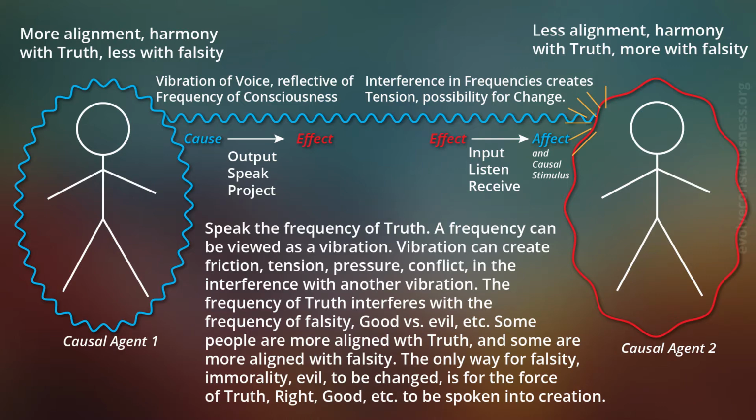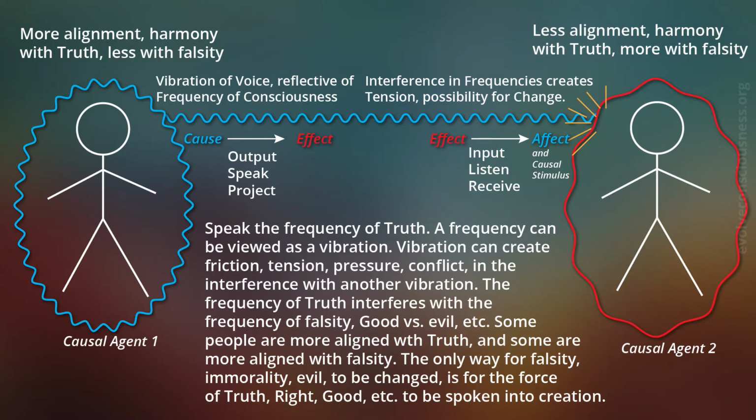So the first person is more in alignment, harmony with truth, less with falsity, hence the higher frequency rate of vibration. So I just put it around them. You can think of it as an aura, whatever, I don't care. I'm just using it as a symbolic representation as the person being in that frequency of consciousness, in a higher alignment with truth as a whole person. And then the other person is less in alignment, harmony with truth, more with falsity.